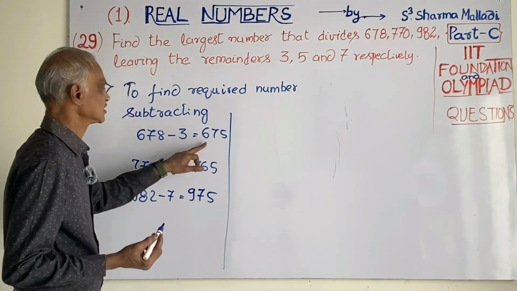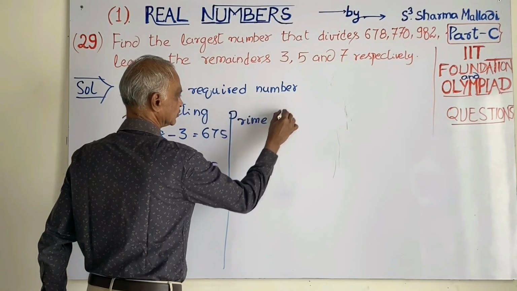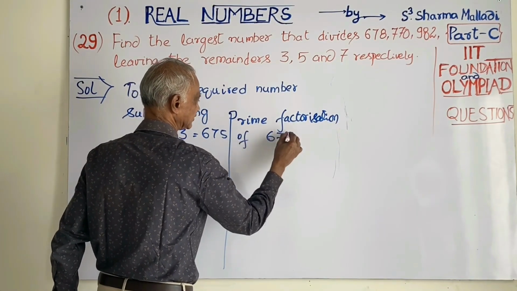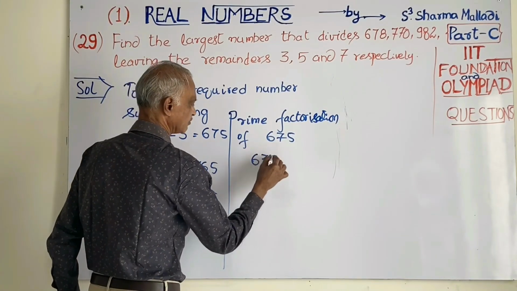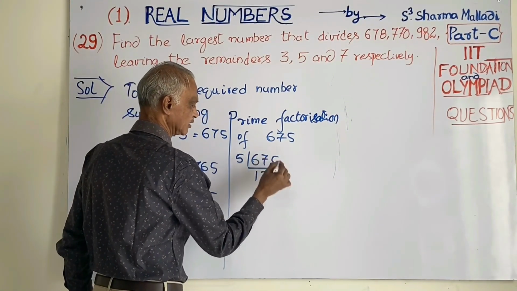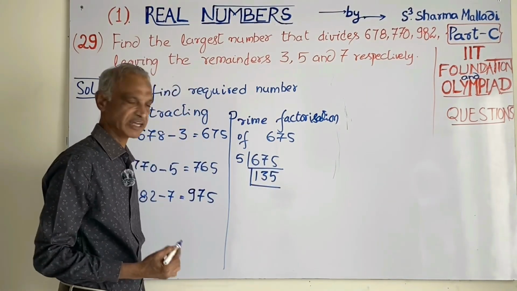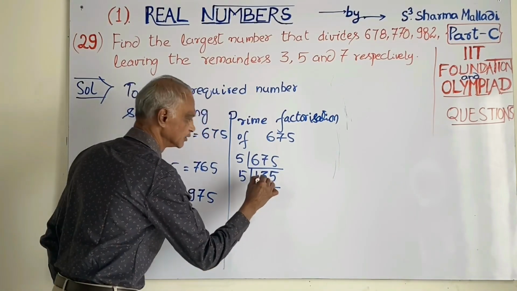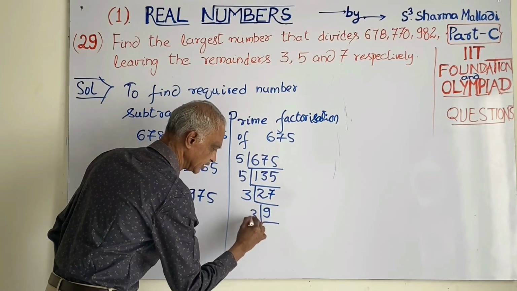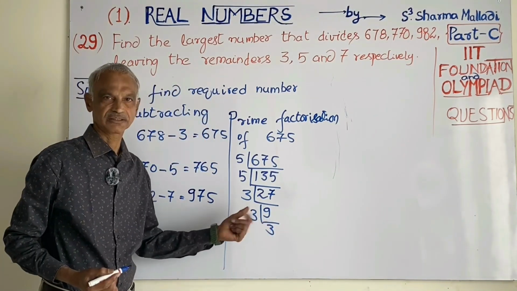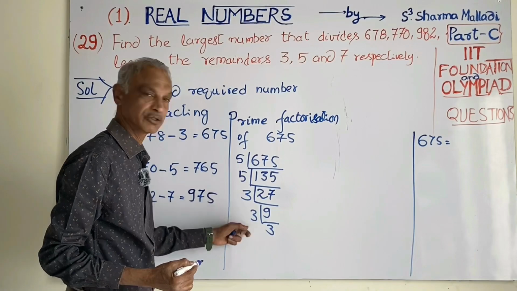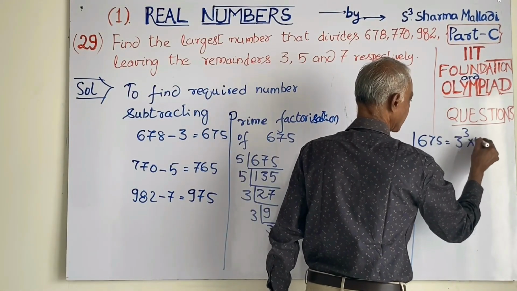First, prime factorization of 675. First I will take 675 and divide by 5. 5 ones are 5, 5 threes are 15, 5 fives are 25. Again we divide by 5. 5 twos are 10, 5 sevens are 35. Again with 3. 3 nines are 27, 3 threes are 9. So 675 can be written as 3 cube into 5 square.